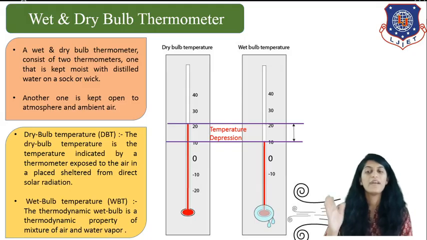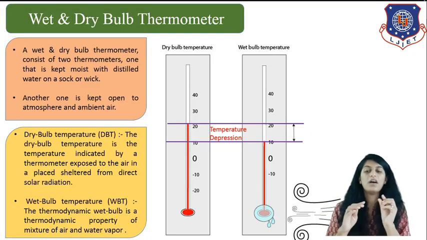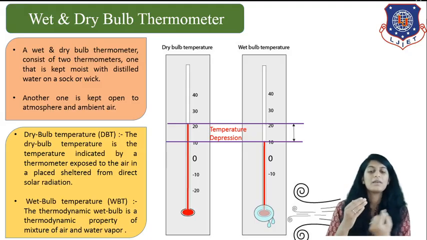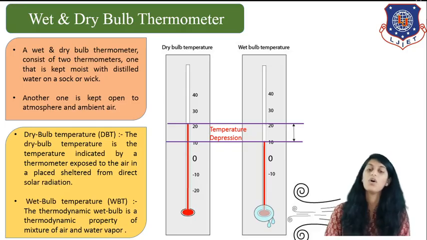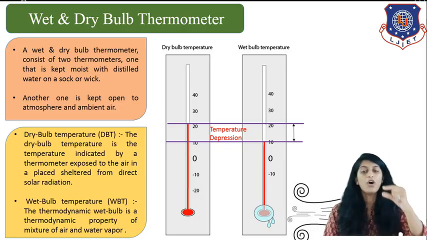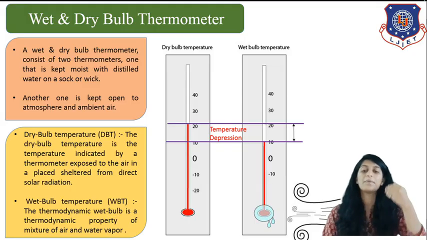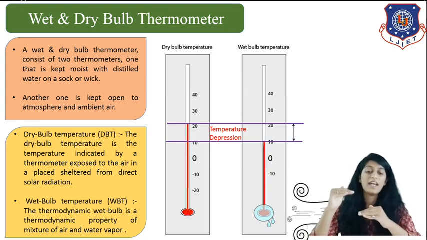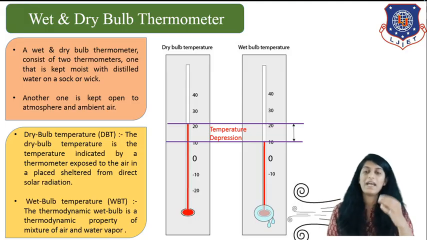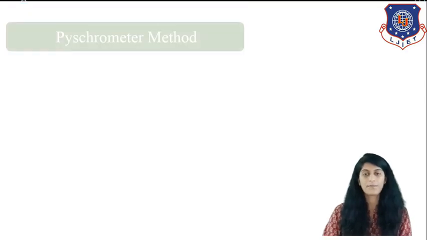In case of the wet bulb thermometer, we put a wet wick covering the bulb of the thermometer, correct? So, depending on the temperature depression, how much temperature has been reduced in the wet bulb compared to the dry bulb, we will determine the amount of humidity which is present in the air.